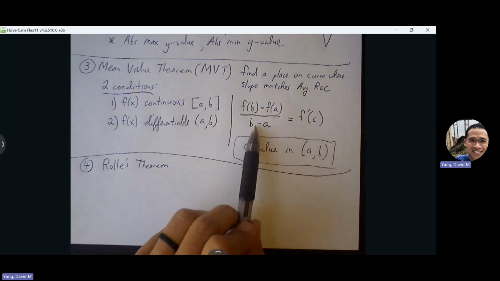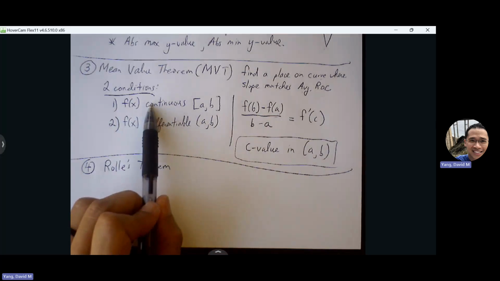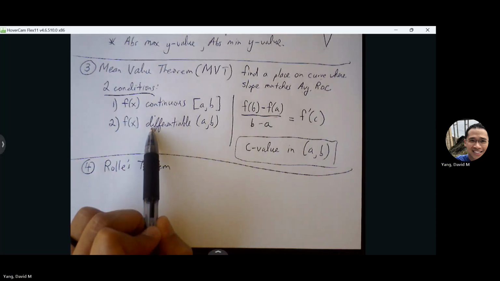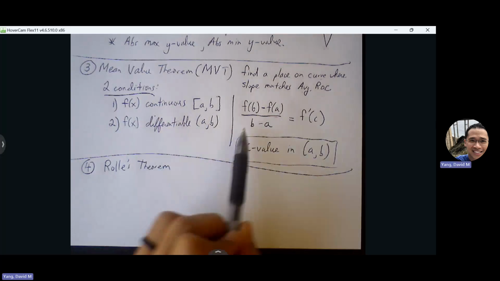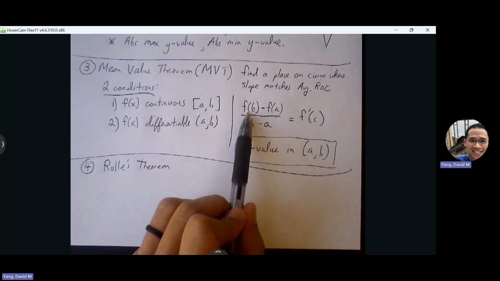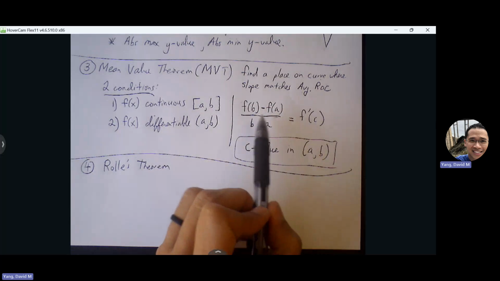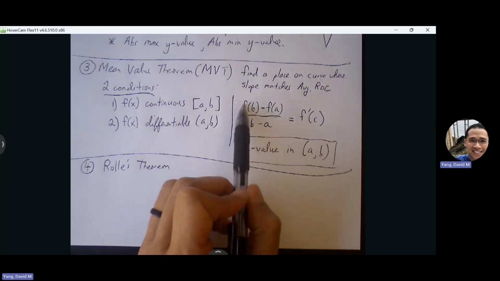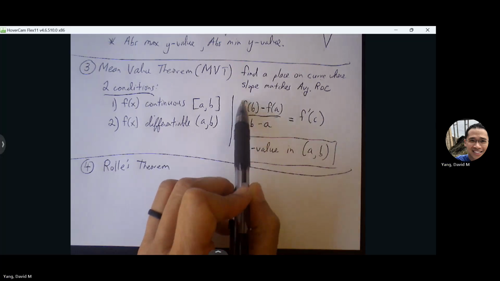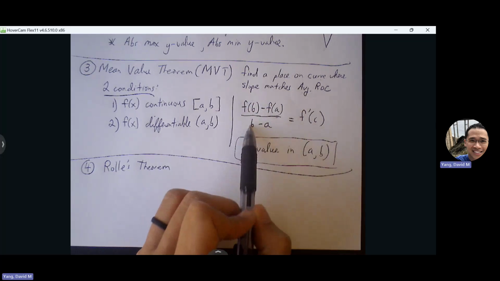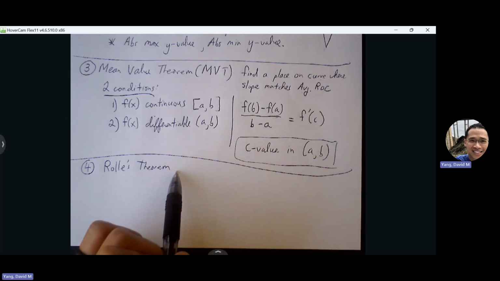Which is identical to the mean value theorem, same condition: continuous, differentiable, same process. Find the slope, set it equal to the derivative, but there's one exception here. This piece has to be what? Slope has to be 0. And that's the only thing that Rolle's theorem is specific about.